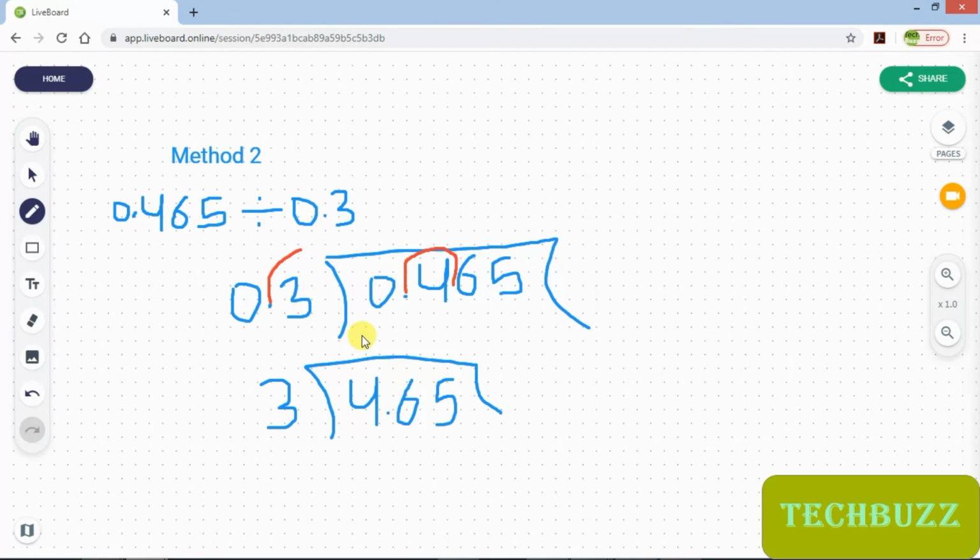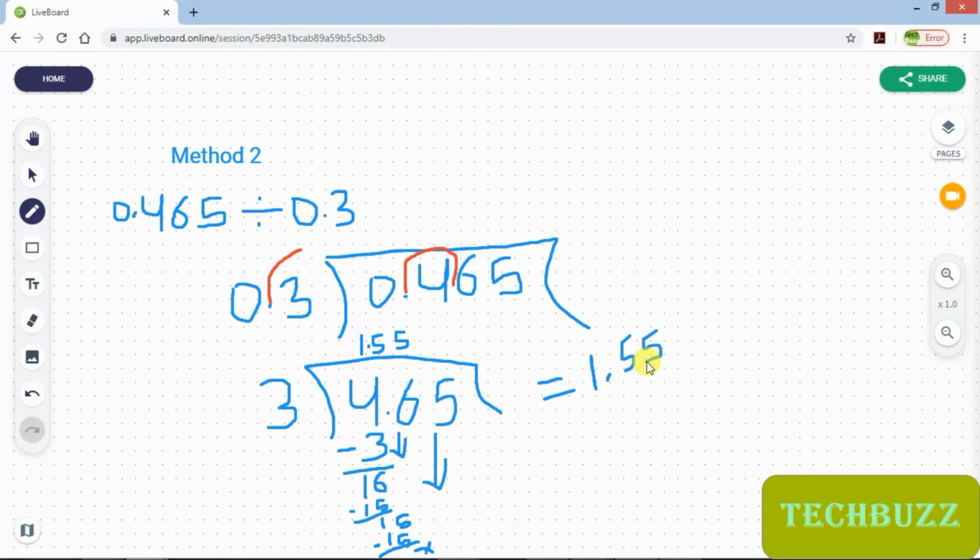So 3 ones are 3, and in this way we have solved this question. Now what we were doing in case number 1, we were counting the number of digits before the decimal, counting the digits in the dividend from our right hand side. We find 2 digits in the dividend before the decimal. So we will put the decimal in our answer after 2 digits if we count from the right hand side. 1 and 2, and here we will put the decimal. So our answer is 1.55.